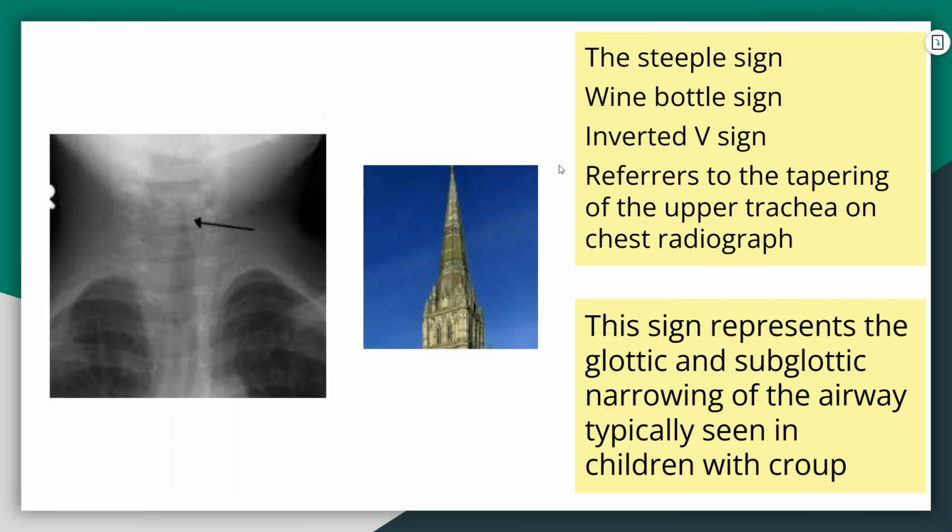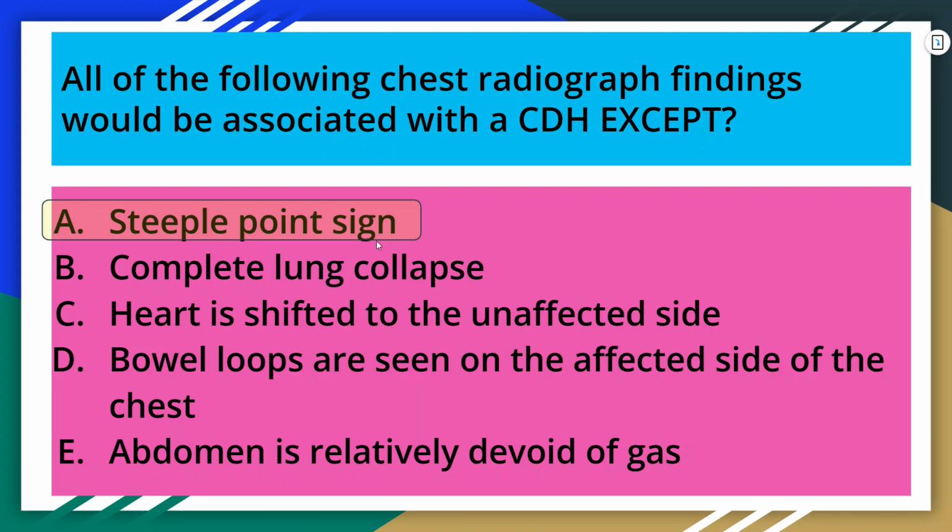So stipple point sign, or wine bottle sign, or inverted V sign, refers to the tapering of the upper trachea on chest radiograph. This sign represents glottic and subglottic narrowing of the airway, which is typically seen in children with croup. Hence, stipple point sign is not associated with CDH.